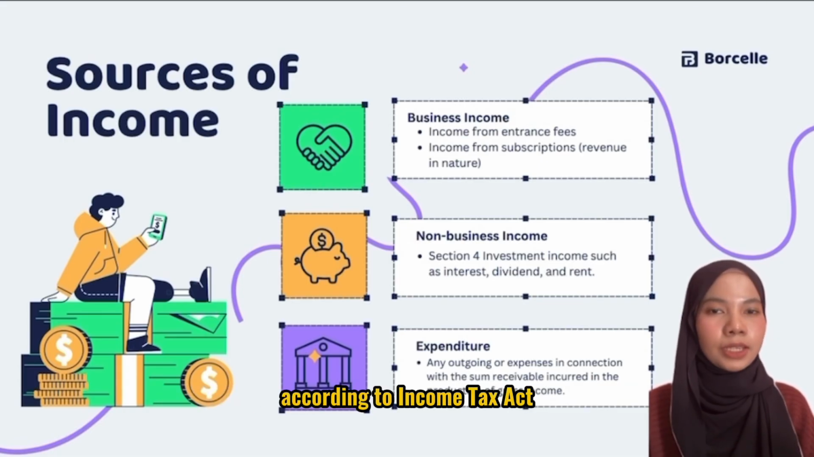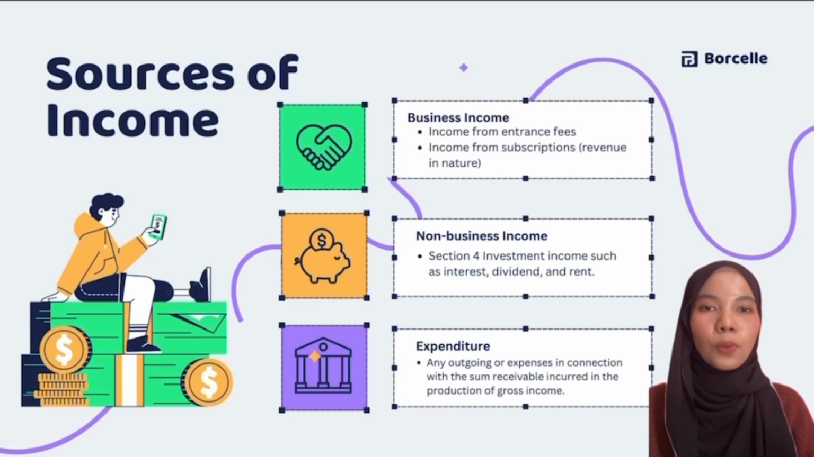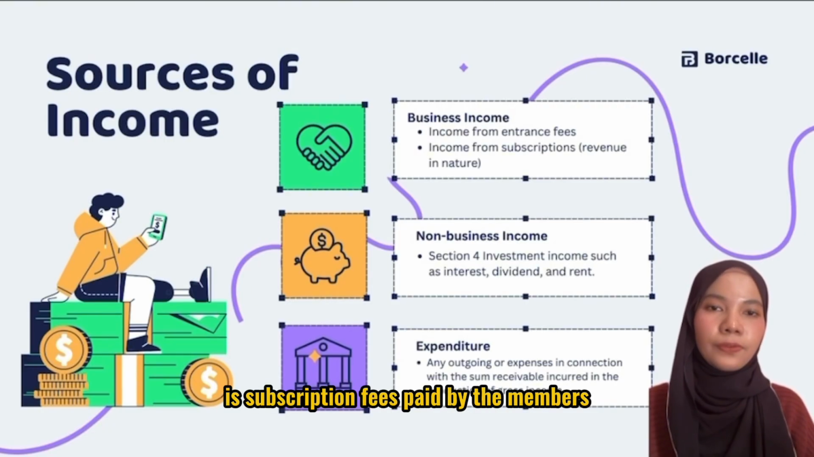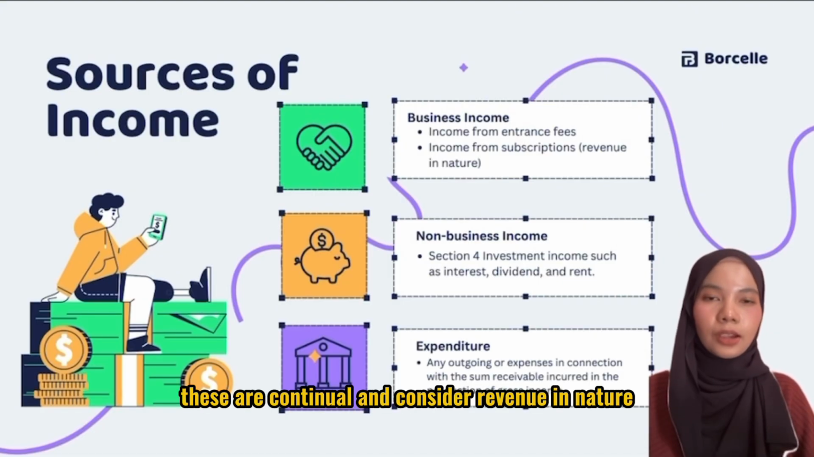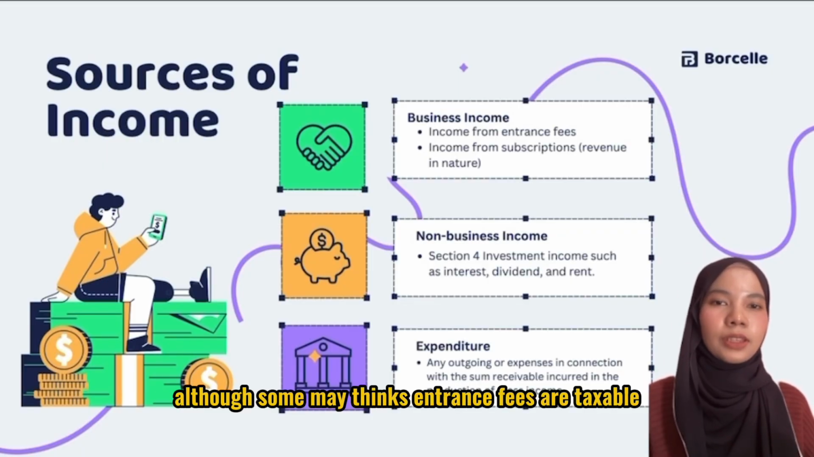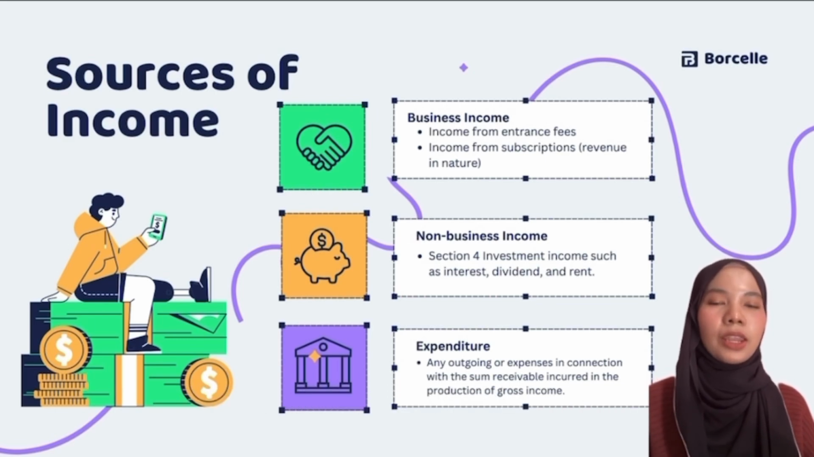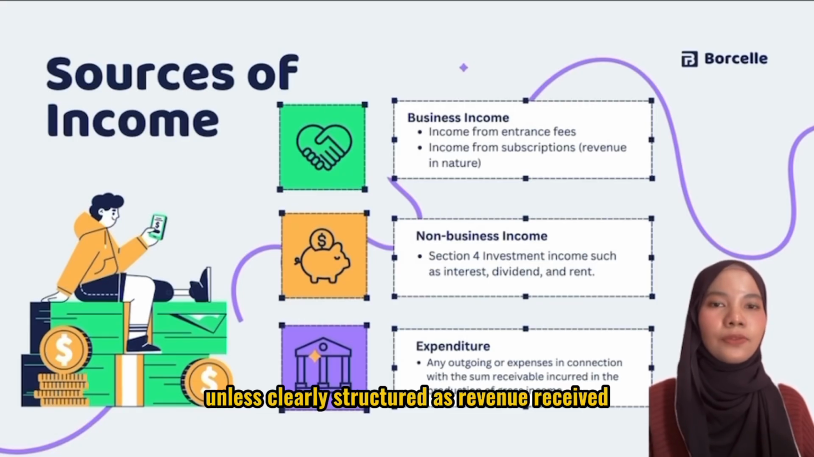According to the Income Tax Act, any such income is deemed to be gross income from business. One common source is subscription fees paid by the members. These are continual and considered revenue in nature, so they are taxable under the business income category. Although some maintenance entrance fees are taxable, they are treated as capital expenditure and are usually not subject to tax unless clearly structured as revenue received.